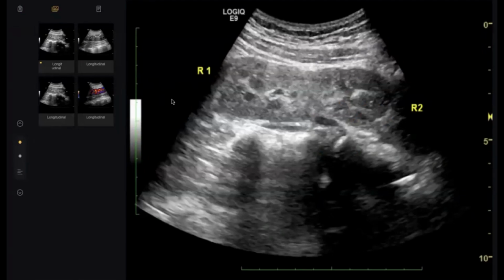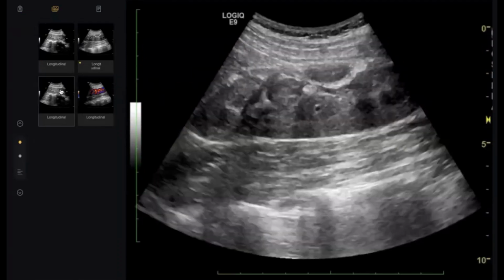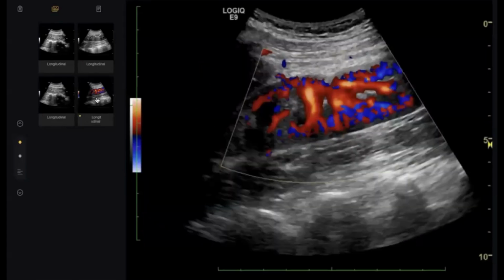Not sure which side. No problem. I'm sorry, can you repeat the clinical history again? Recurrent UTI. How old is the patient, doctor? Adult, 16-year-old patient. 16 years. Okay.